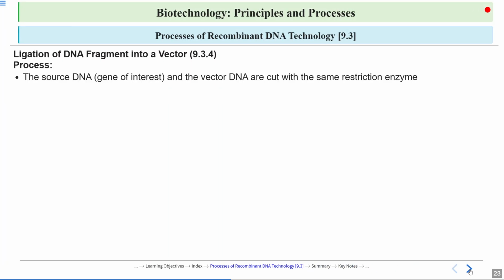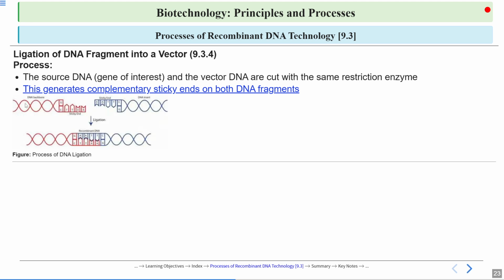After we got our amplified DNA, now what will we do? The source of DNA, the gene of interest: we have cut this gene of interest and the vector DNA with the same restriction enzyme. This will generate complementary sticky ends on both the DNA fragments, as we have seen in the last few slides. For example, this is our gene of interest, and this is the vector DNA. We got these sticky ends, and they are going to ligate together using DNA ligase.